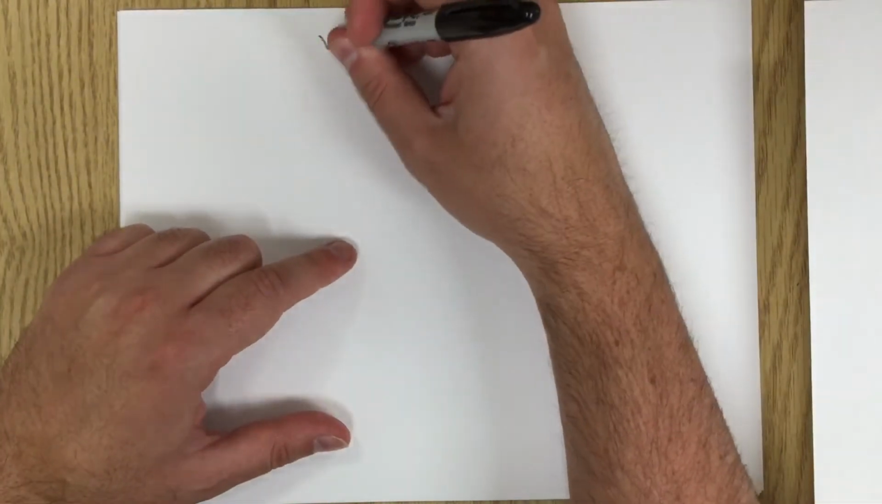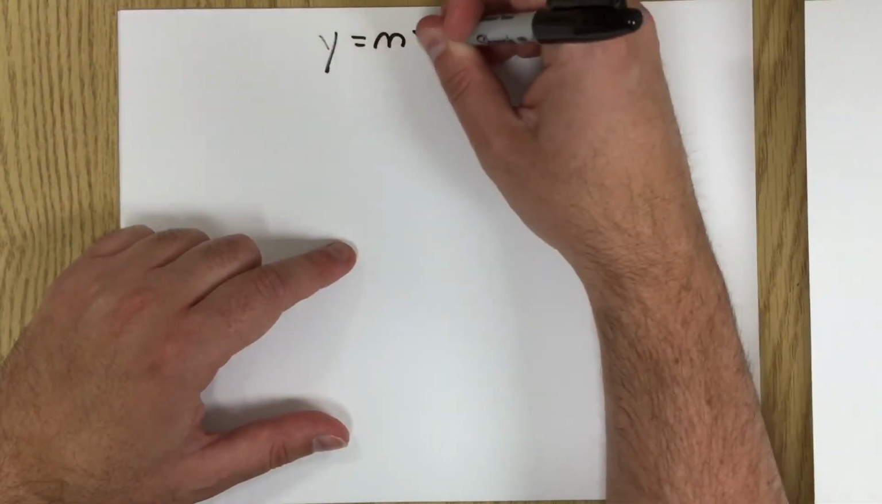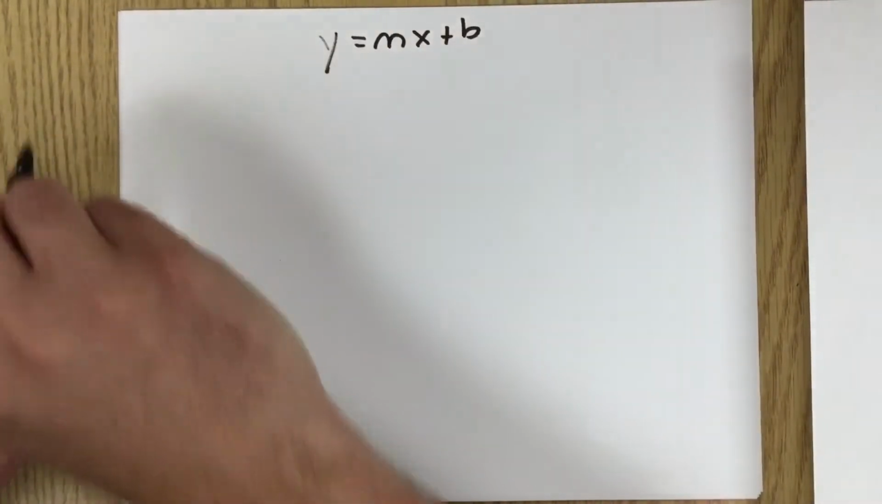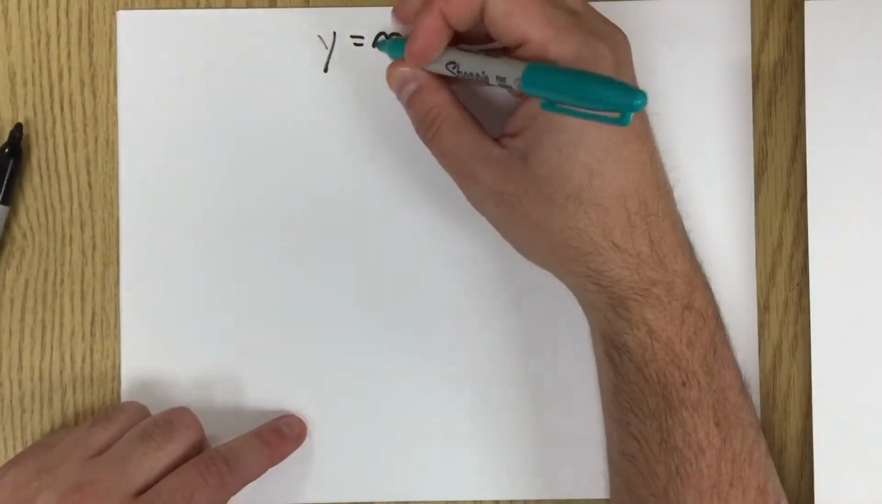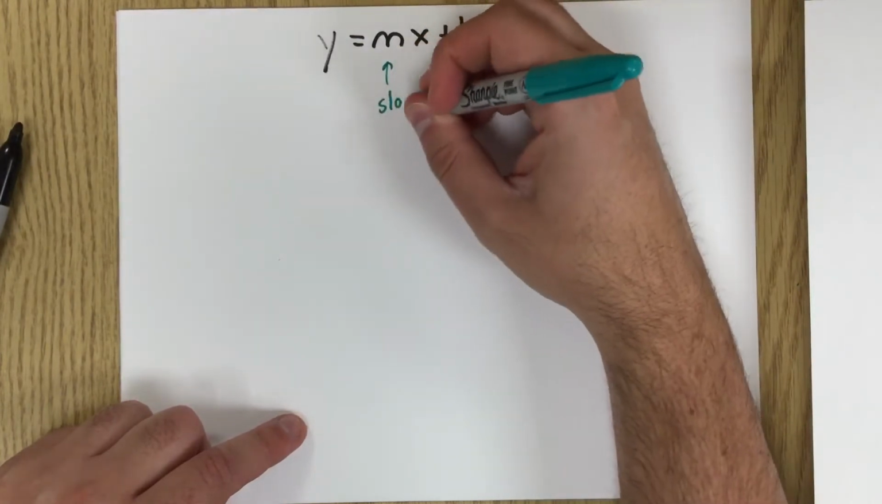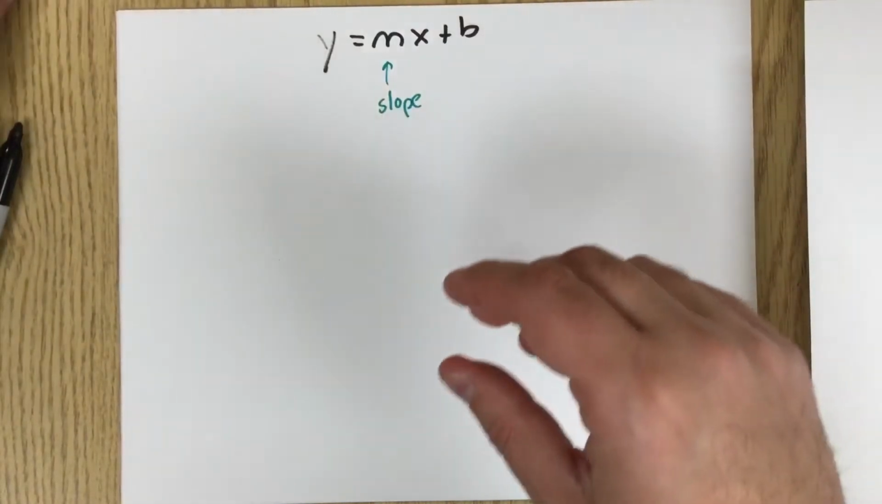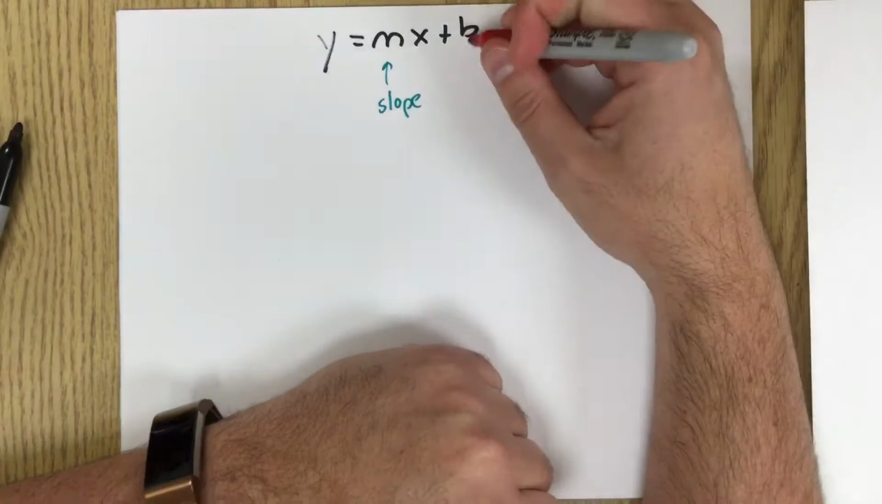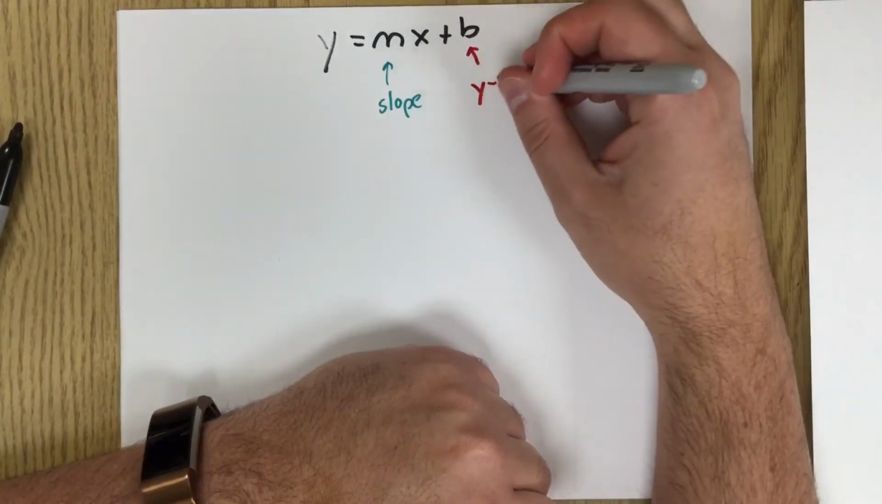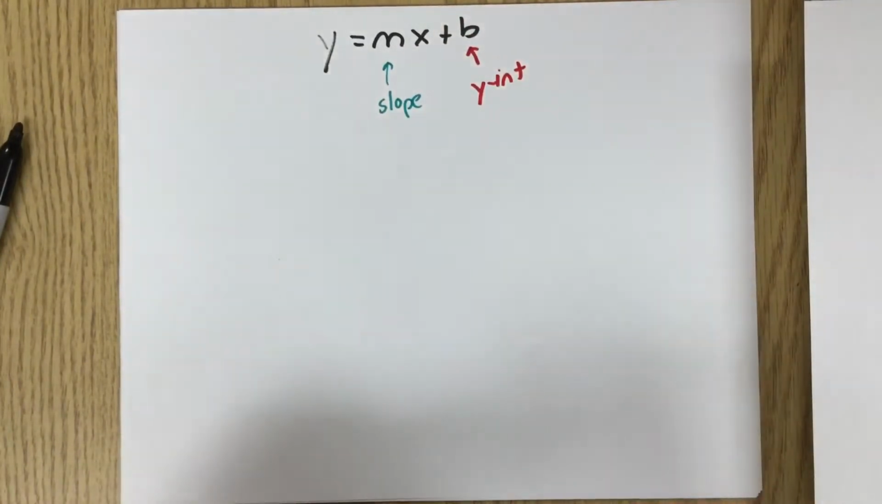So as a quick reminder, y equals mx plus b. The m stands for the slope, and the b stands for the y-intercept.